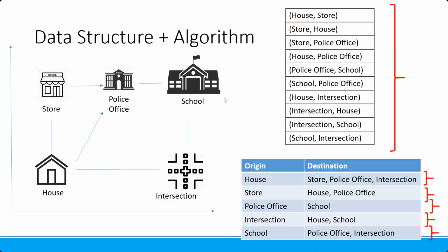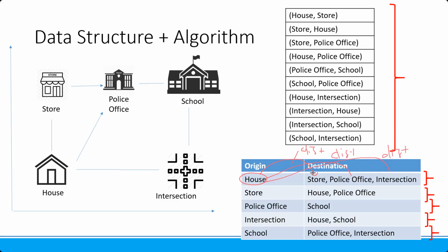How about the second data? In the second data structure, we start from one origin. So house, now it is easy to know the destination. Okay, this is the destination store. We can calculate the distance. From house to police office, we can calculate the distance. From house to intersection, then we can calculate the distance.